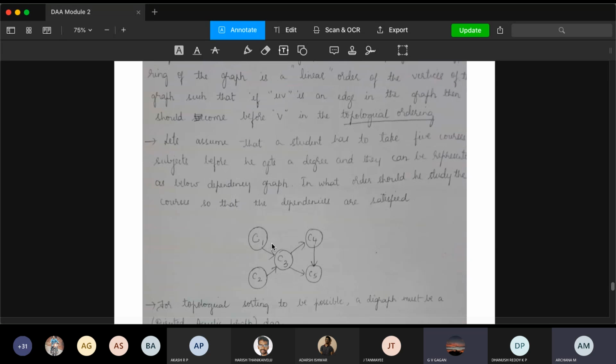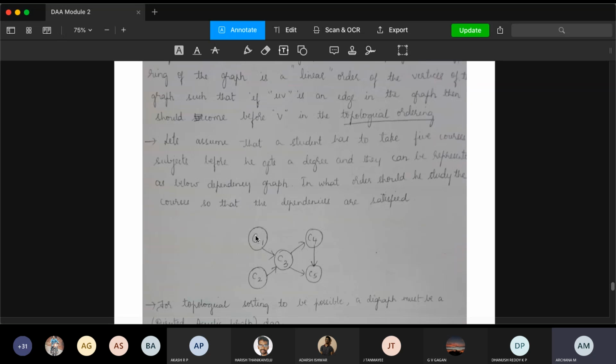Ma'am, C1, C3, C4, C5, C2. Yeah, you can go like that. C1, you can go C3, you can go C4, you can go C5. Then you can finally come to C2. But the ordering should be linear. That is the linear way you have to go, one after the other only. You can even select that way.